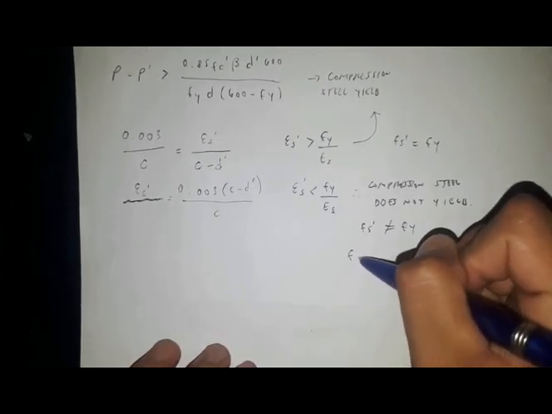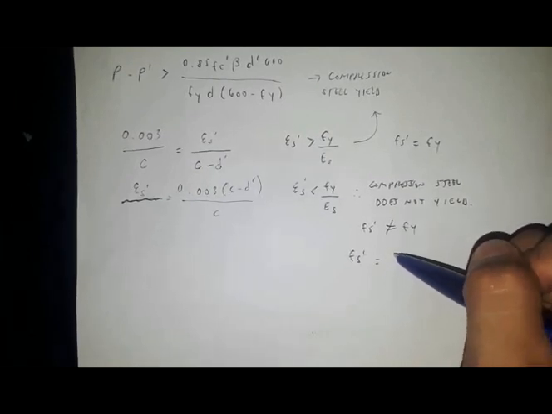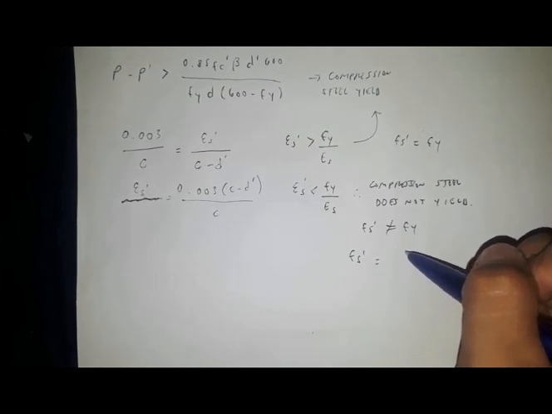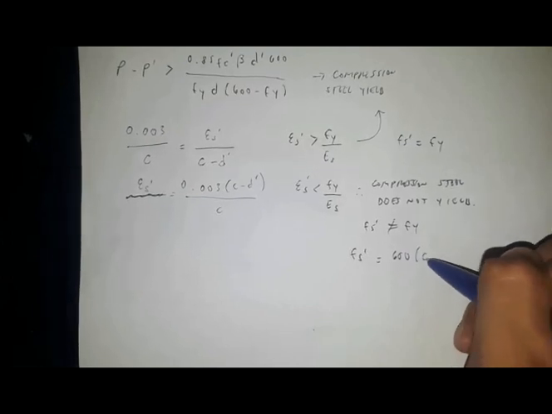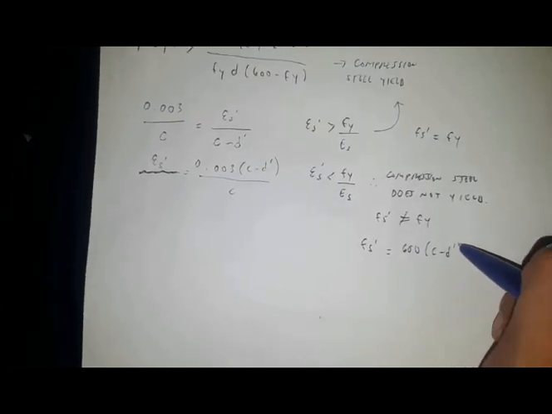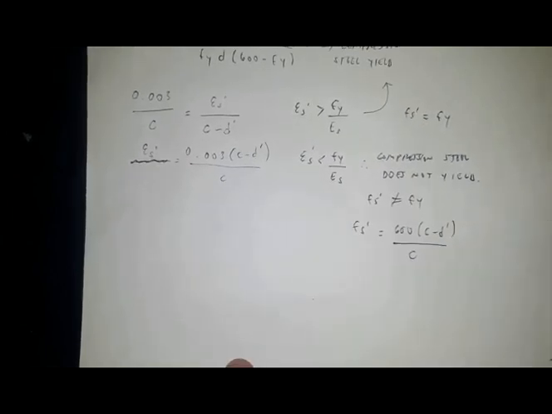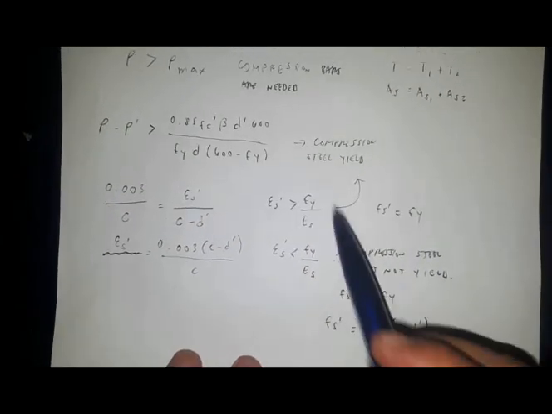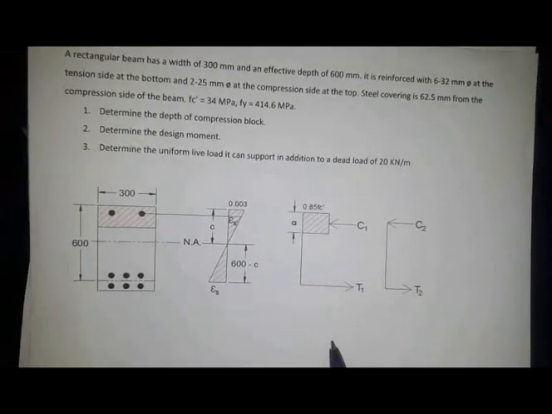And your formula for Fs prime is equal to 600 times C minus D prime over C. So this is all we need to check: it's either this one or this one. So, let's try to answer a sample problem, and the sample problem is here.